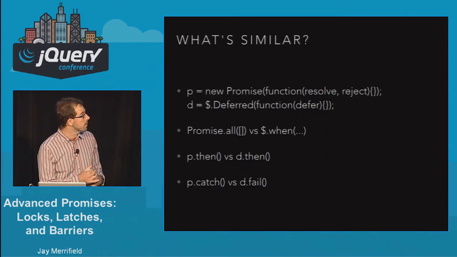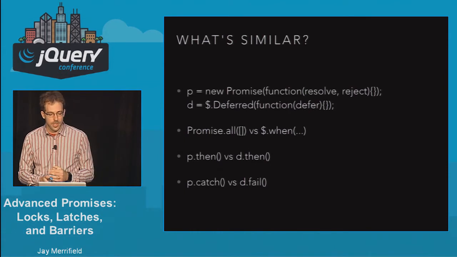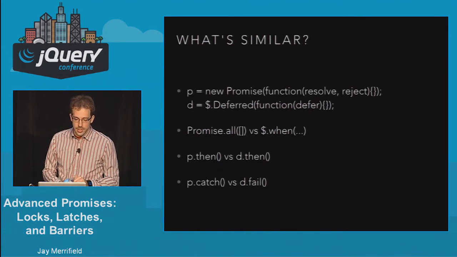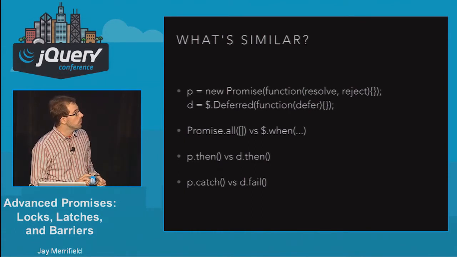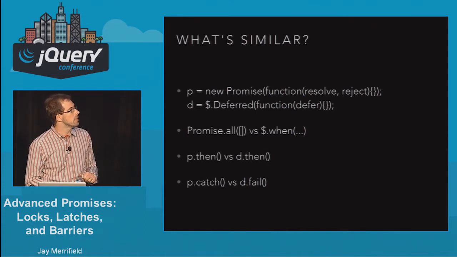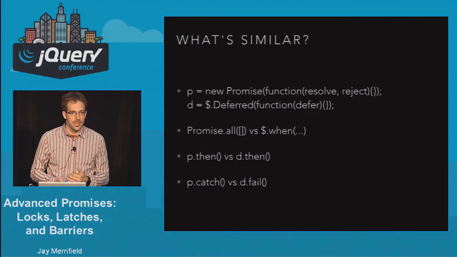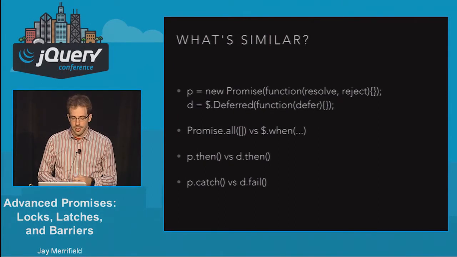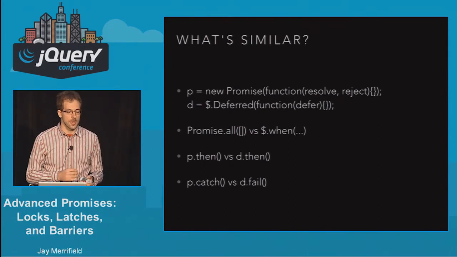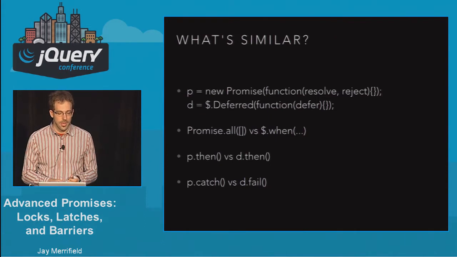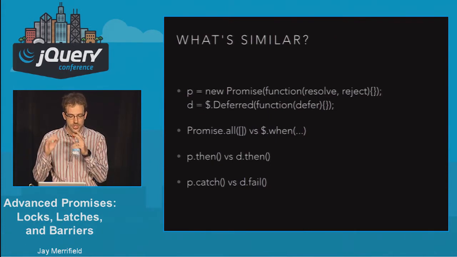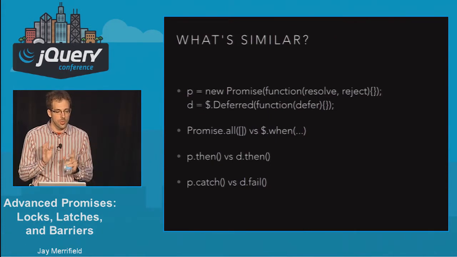So what's similar? What can you expect? What can you do? In browser land, you do new promise, and you give a function that has resolve and reject. The first response would be, what are resolve and reject? Those are actually functions. They're function pointers, and all you have to do is put parentheses after resolve or reject, and that's how you resolve it.